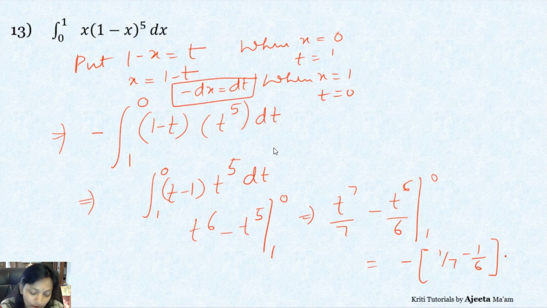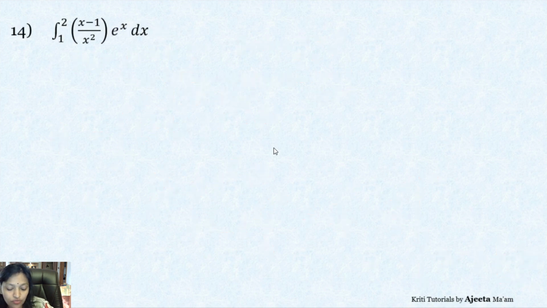So what will we get the final answer? Minus 1 upon 42. So that is 1 upon 42. Clear? So this is how we solve. Now this is a very, very important question for boards also, right? X into 1 minus x raised to 5. It comes with n also in boards. Okay. Now let's move on to the next.